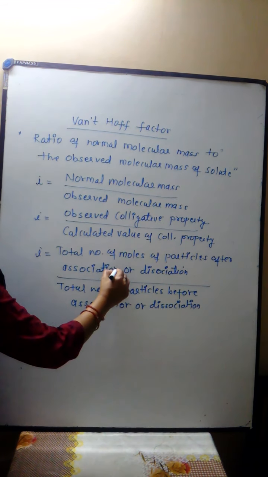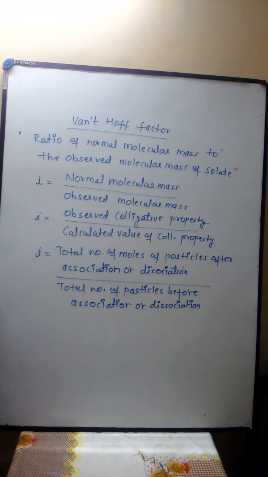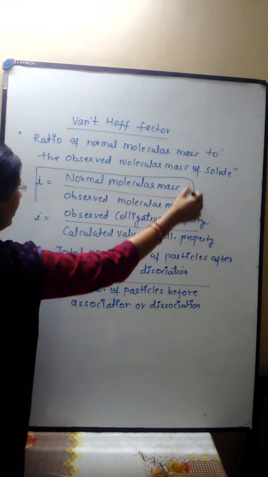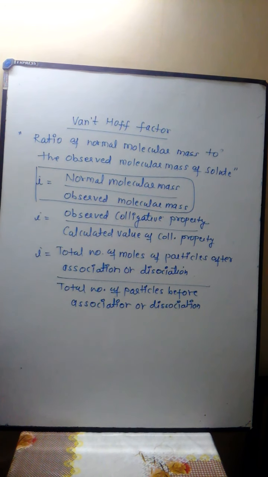Association means the number of particles associated with each other. If the solute particles associate in solution, molecular mass increases but the colligative property decreases, because the number of particles decreases. In dissociation, molecules break up, so the colligative property increases but molecular mass decreases. So the ratio of normal molecular mass and observed molecular mass is called the Van 't Hoff factor. It expresses the association or dissociation of the solute particle in the solution.